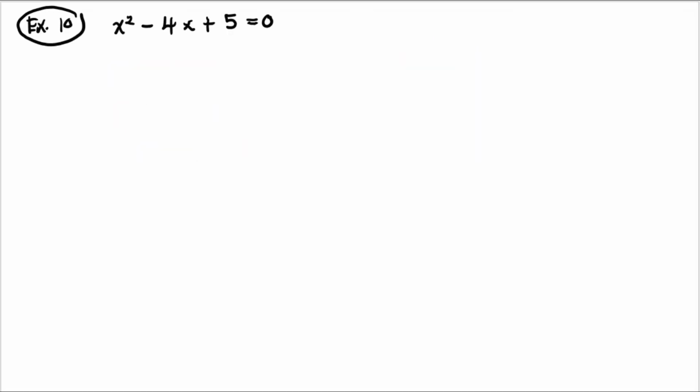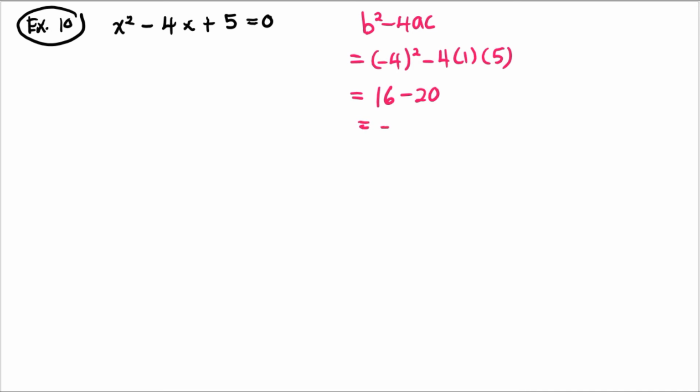All right, let's now look at this example 10 here. So we have to check what type of roots this quadratic equation has. So we have to check the discriminant. Let's just check b squared minus 4ac. Right, so b is actually negative 4, so negative 4 squared minus 4, where a is 1 and c is 5. Therefore, 16 minus 20 will give negative 4. So b squared minus 4ac is actually less than 0.